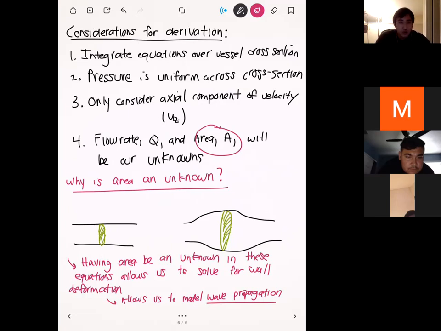Because in LPMs, you can't really do wave propagation there because they're just circuits. There's nothing much you can do with that. And with CFD, at least for probably what most of you are doing, we need to assume rigid walls in order to simplify our CFD. And so right now, we don't really have a method out there that can compute and model wave propagation pretty accurately. But the fact that these 1D equations are going to have the area here as an unknown will allow us to do just that, right?